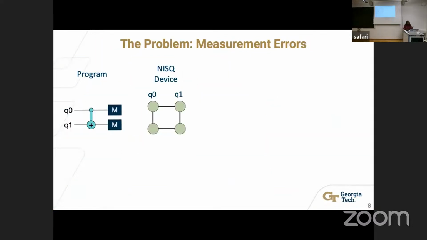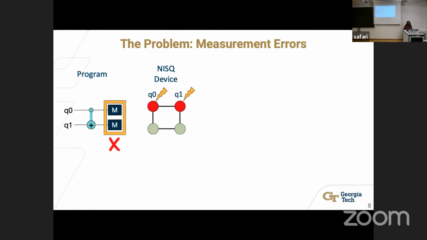So let's talk a little more about measurement errors. Why are they so crucial? The error rates are really high. And the issue is that even if your entire computation doesn't encounter any other error, all of these remain error-free, when you measure the qubits at the end to retrieve the final computational outcome, it's wrong.